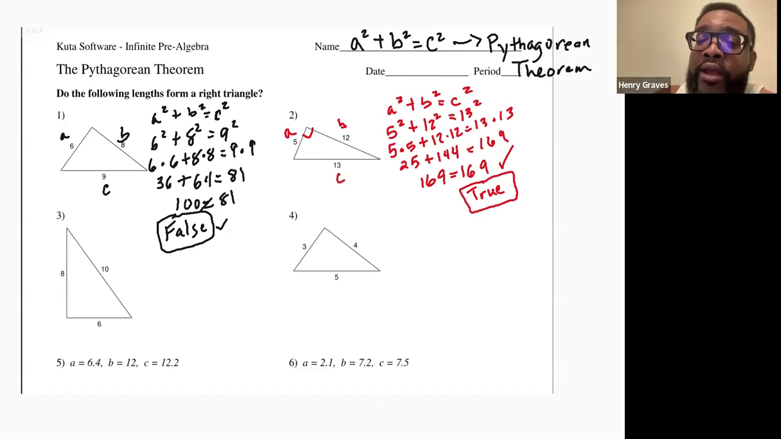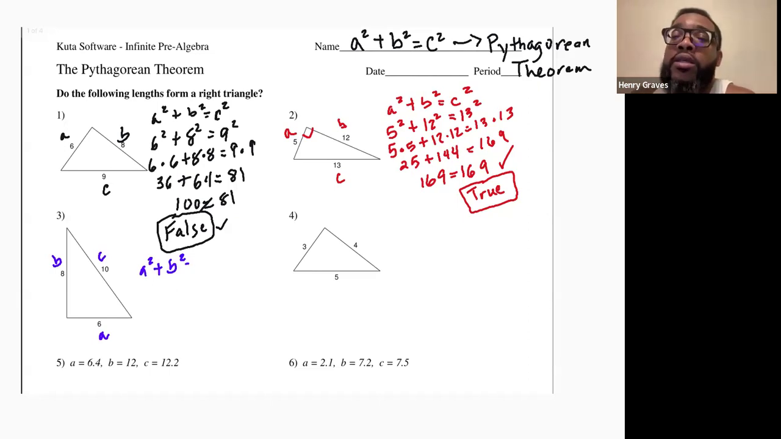On number 3, we have the following sides: 6, 10, and 8. 6 is the smallest, so that's going to be A. 8 is the second smallest, that's going to be B. And my longest side or biggest side is going to be C. You can also see on the right triangle that C is the slanted side. So again, I'm going to use my formula. A squared plus B squared equals C squared.